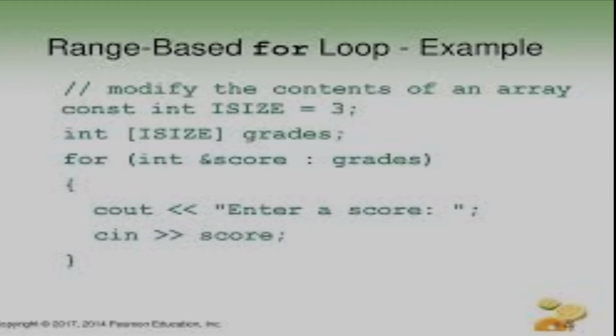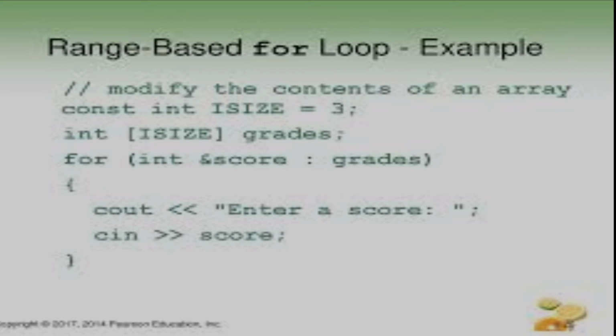So this is what a range-based for loop looks like. I know this image is a little blurred, but I think you can understand it just fine. We have a range-based for loop, and we just have two criteria: a member and a container. The score is a member, and grade is a container.